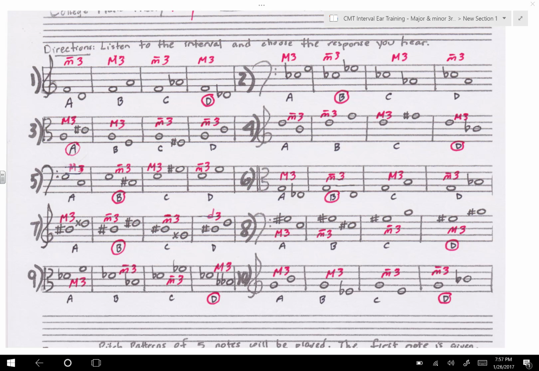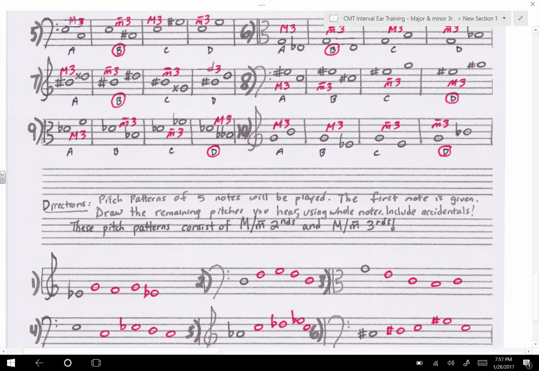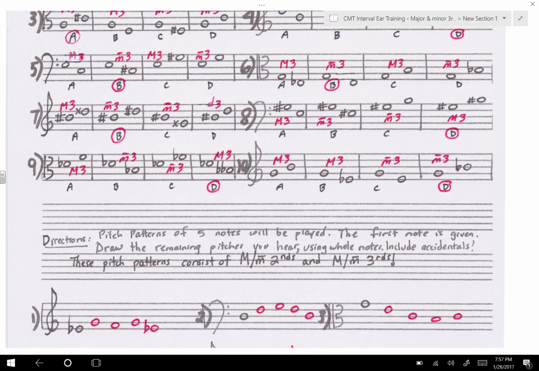Now I'd like to check our answers to the next part, our pitch patterns. So let's look carefully at number 1. Number 1's in treble clef. The starting note was given as an E flat, which is this. For this example, hopefully you realized that the starting note and ending note were the same.